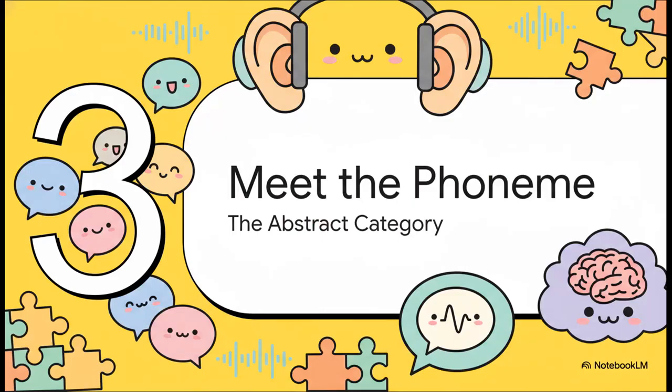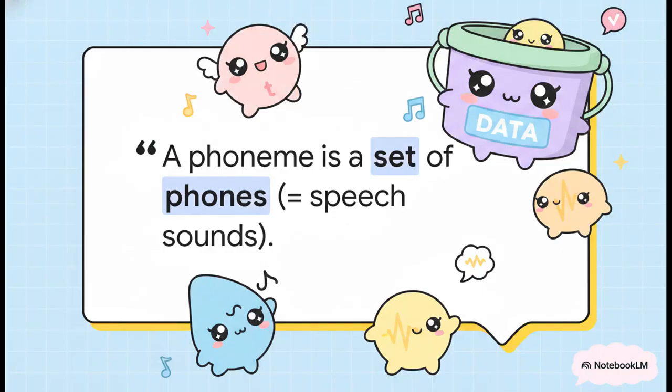Moving right along to Section 3, Meet the Phoneme, our abstract category. Okay, now that we know what our brain is actively listening for, let's zoom in one level. A really brilliant way to think about this is that a phoneme isn't just one rigid, perfectly identical sound every single time you open your mouth. It's actually a category or a set. Take the word data. Whether you pronounce that middle consonant as a crisp T sound or maybe a softer tapped sound like we tend to do in American English, the meaning of the word doesn't change one bit. Your brain just lumps those different physical sounds, which linguists call allophones, into the exact same abstract bucket. And that bucket, that is the phoneme.